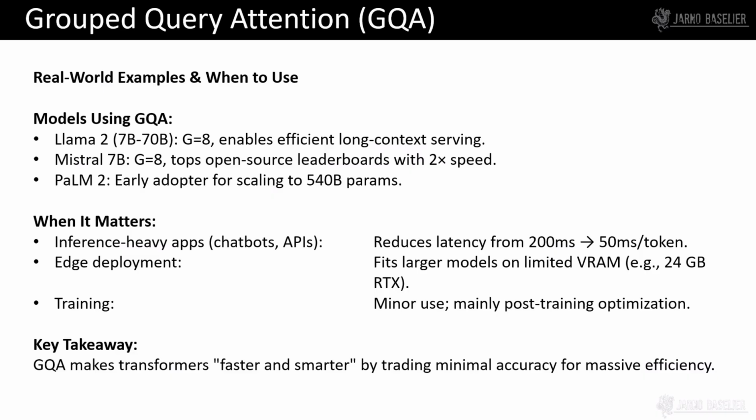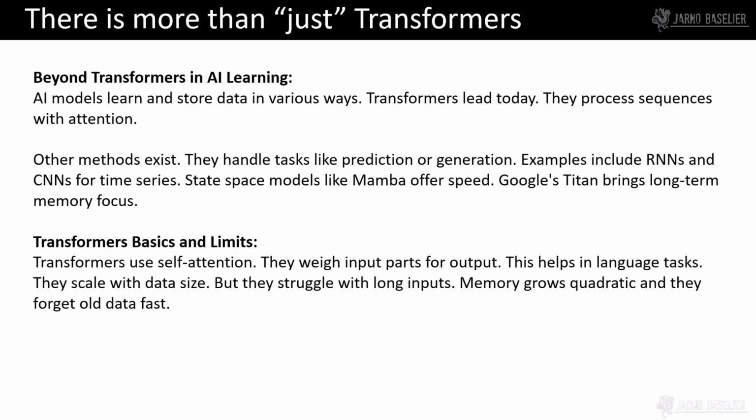Know that grouped query attention exists and that it is pretty fast, but there is more than just transformers. AI models learn and store data in various ways. Transformers lead today and process sequences with attention. Other methods do exist. They handle tasks like prediction or generation. Examples include RNNs that we discussed and CNNs for time series. State space models like Mamba offer speed. Google's Titans brings long-term memory focus.